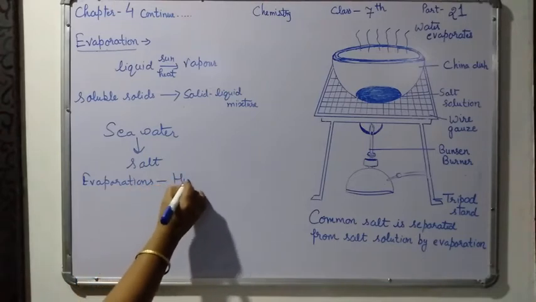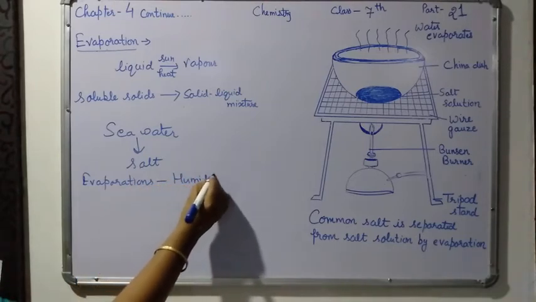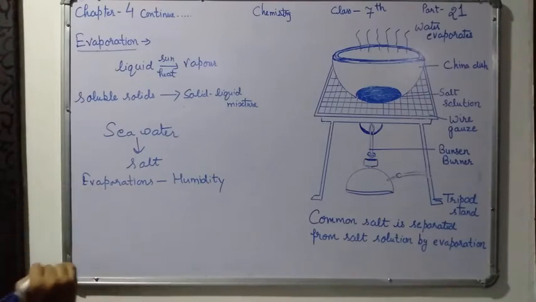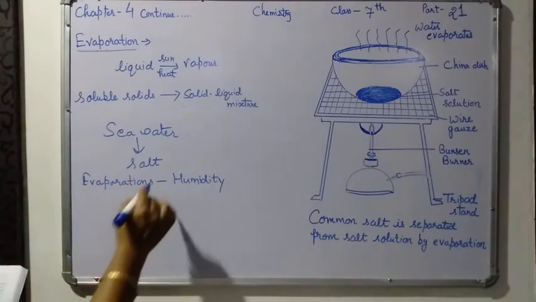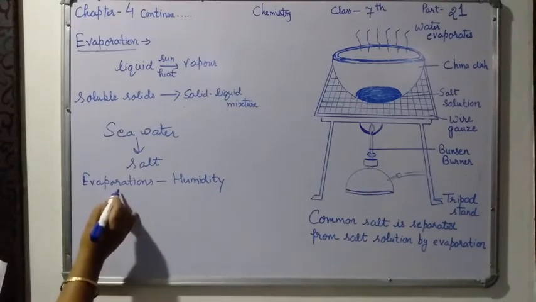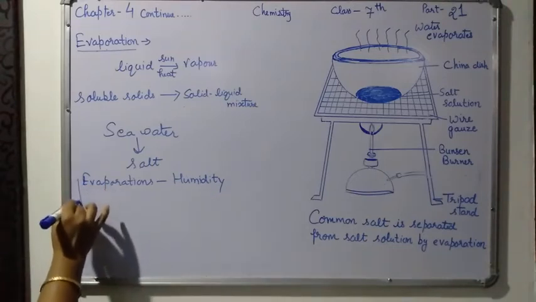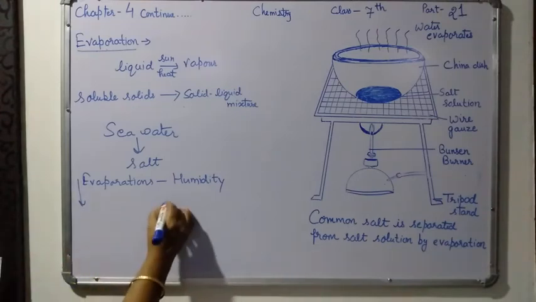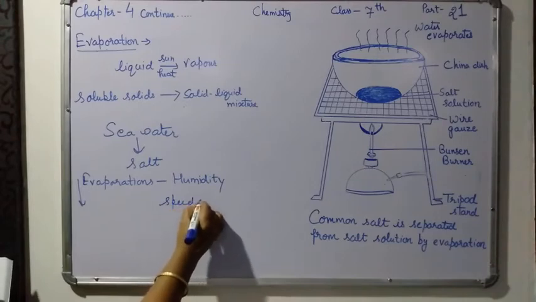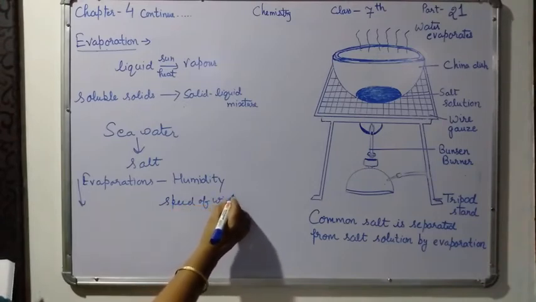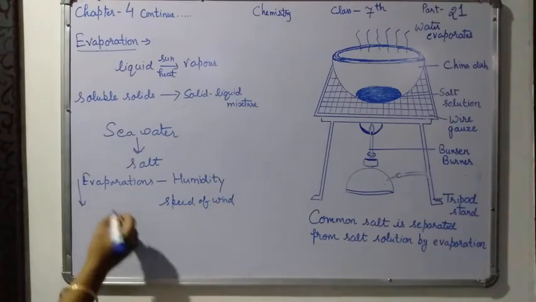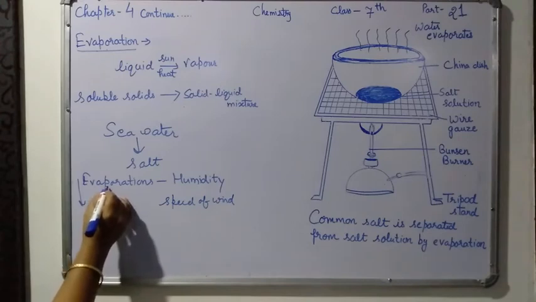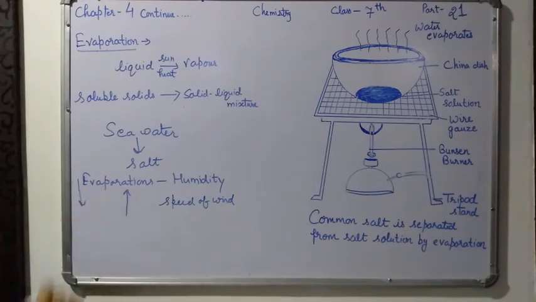Okay, first one is humidity. Humidity is also affecting the evaporation. If there is much humidity, much water vapor in the atmosphere, the rate of evaporation will be reduced. Okay, and the second one is speed of the wind. If the speed of the wind is very fast, then the rate of the evaporation will be increased.